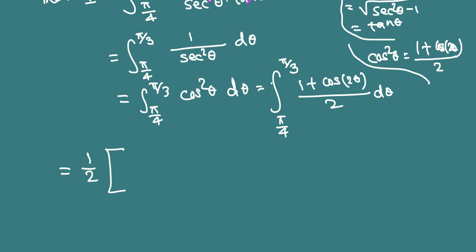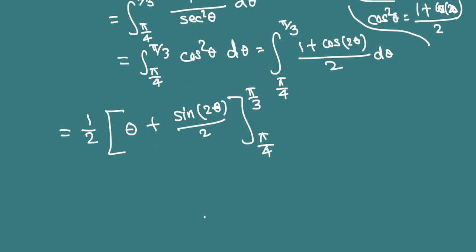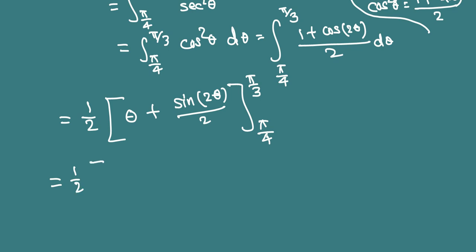Now I'm going to integrate. The integration of 1 is x, but the variable is theta, plus the antiderivative of cosine is sine, sine 2 theta, and this 2 we need to divide by 2, going from pi over 4 to pi over 3. Now the half is outside. We're going to evaluate this at the upper limit minus evaluate at the lower limit.